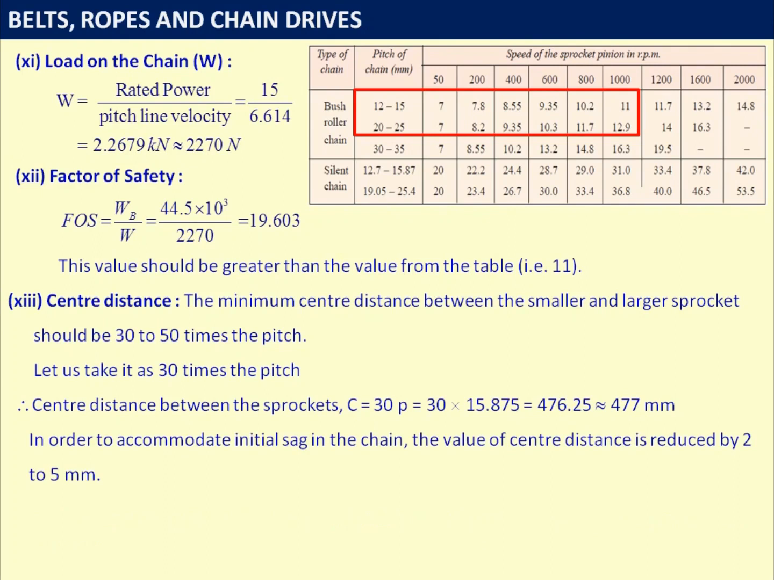Now in order to accommodate initial sag in the chain, the value of center distance is reduced by 2 to 5 mm. So therefore corrected center distance CC is equal to 477 minus 4. So that gives us the corrected center distance as 473 mm.